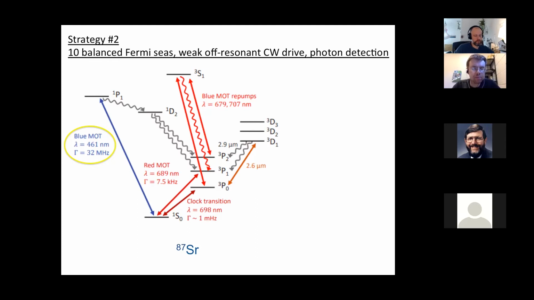We're now dealing with 10 balanced Fermi seas. Doesn't matter for the physics, but it's nice and advantageous because we get the signal times 10, because this happens then in every one of the 10 Fermi seas in parallel. As I said, the idea is now to use a weak drive of that transition, shine in light off-resonantly for a time way longer than the decay time, and watch the emission of the photons.